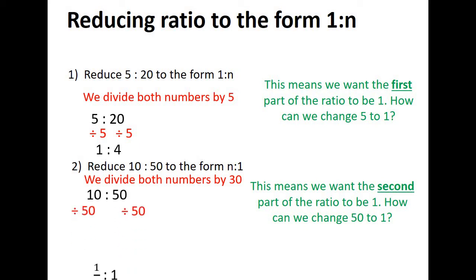That's going to give us 1/5 to 1. So 50 divided by 50 is 1. 10 divided by 50, we think of it as a fraction, 10 over 50 simplifies to 1/5. And indeed, if you did it on a calculator, you might get 0.2 to 1, which would equally be correct.